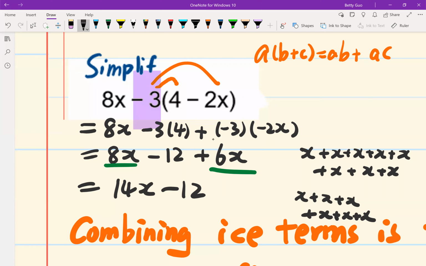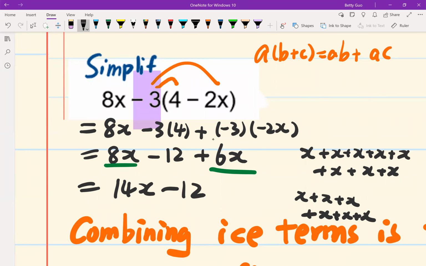You need to identify the coefficient for the parentheses first. The coefficient for this parenthesis, not 3, instead is negative 3. So you have to include the sign as part of the coefficient. Once you identify the coefficient, you use it to multiply each member in the group. There are 2 members in the parentheses, right? Term 1 is 4, term 2 is negative 2x. We use the coefficient to multiply each term inside the parentheses, and then you simplify. Does that make sense?